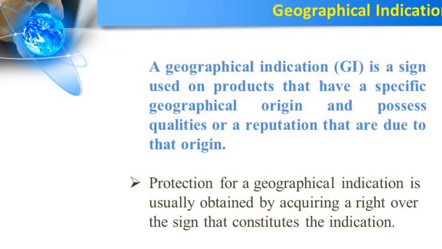Now the next IP is geographical indications. A GI is a name or sign used on products which corresponds to a specific geographical location or origin, for example, a town, region, or country. The use of a geographical indication as a type of indication of source acts as a certification that the product possesses certain qualities, is made according to traditional methods, or enjoys a certain reputation due to its geographical origin.